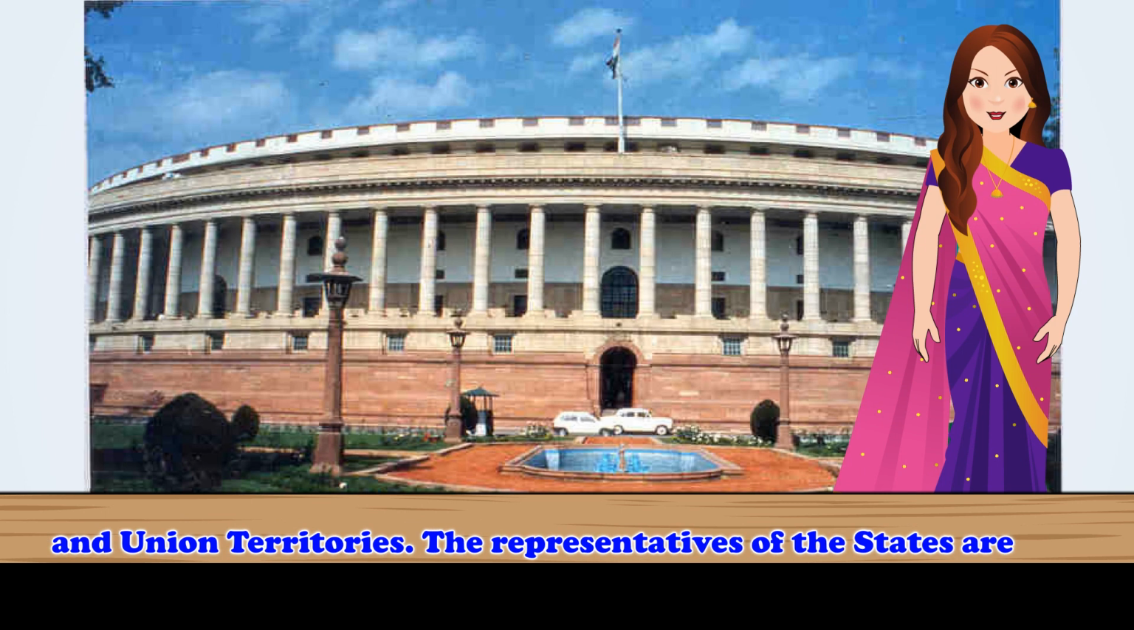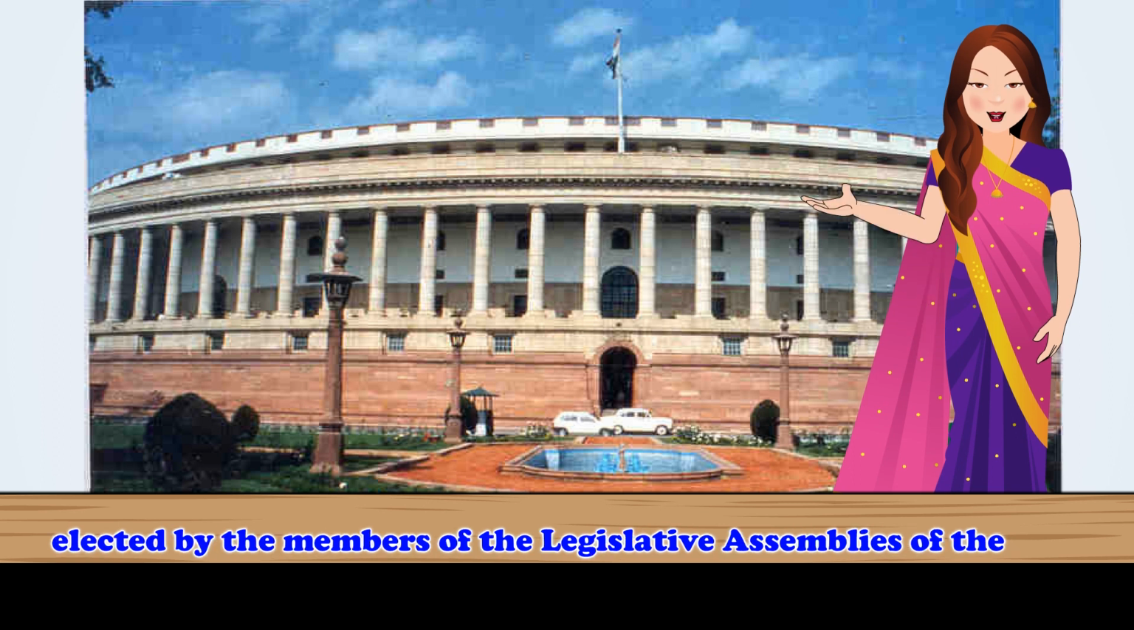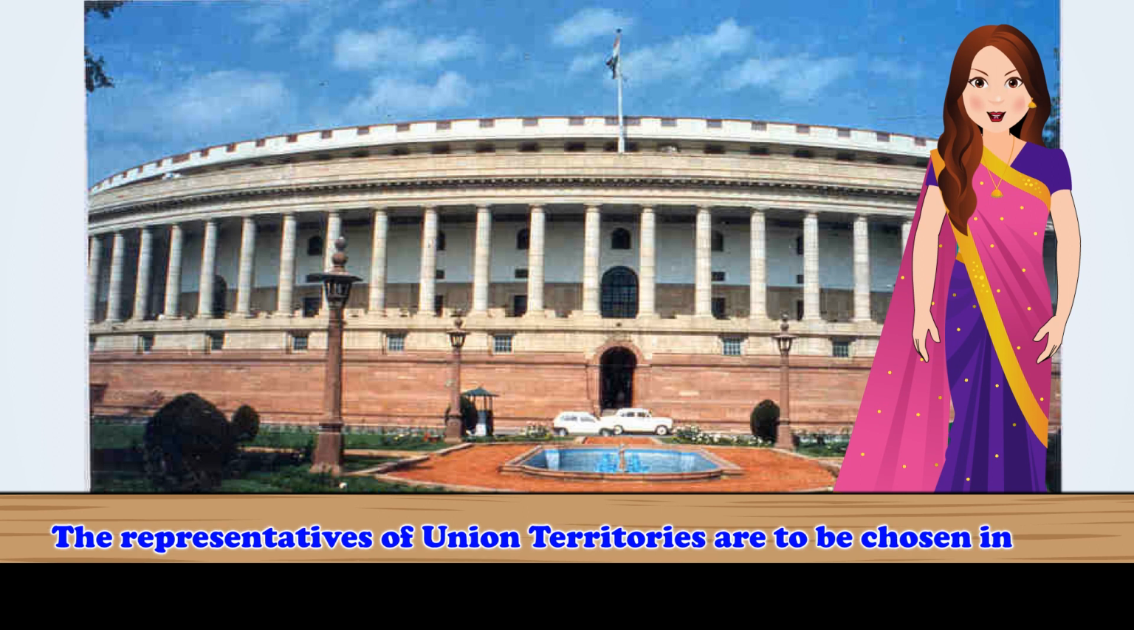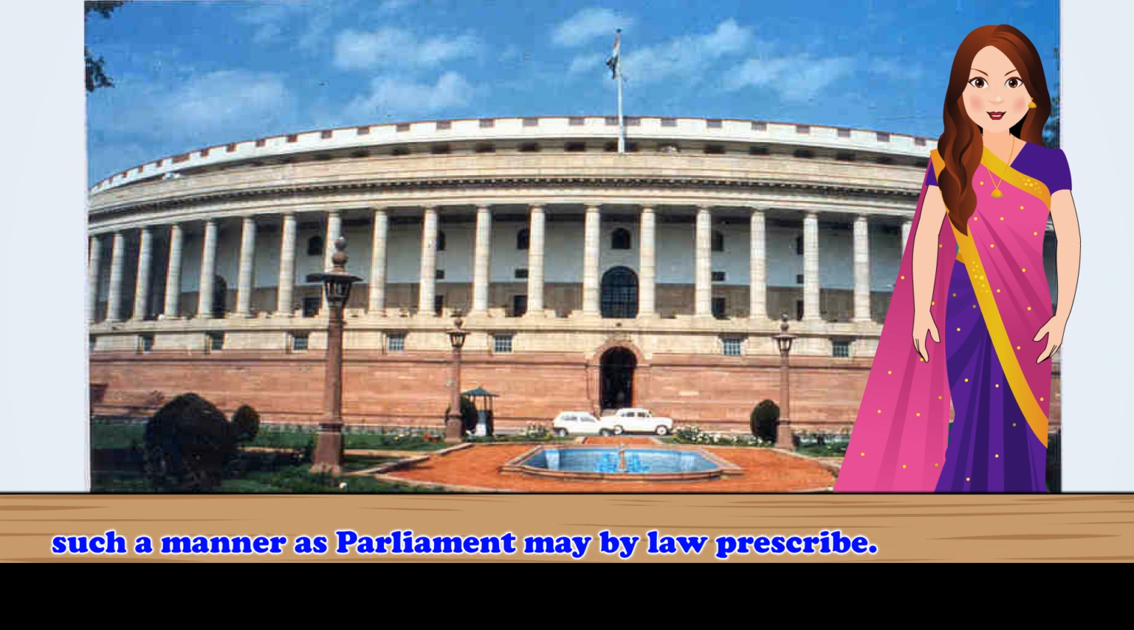The representatives of the states are elected by the members of the legislative assemblies of the states concerned by the method of single transferable vote. The representatives of union territories are to be chosen in such a manner as Parliament may by law prescribe.